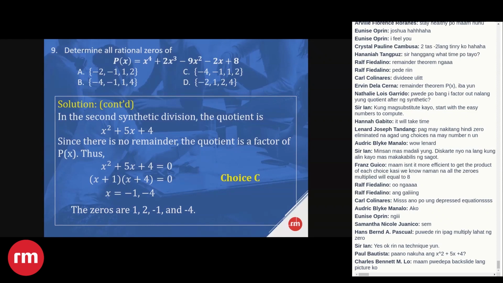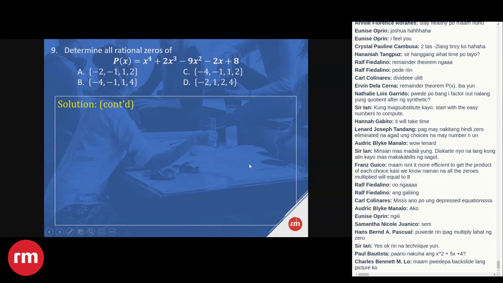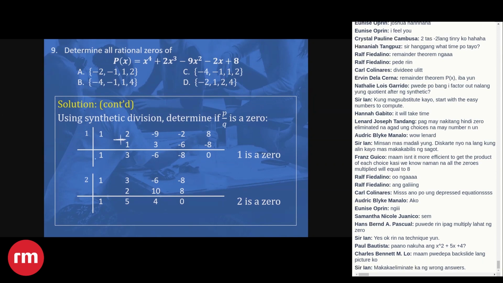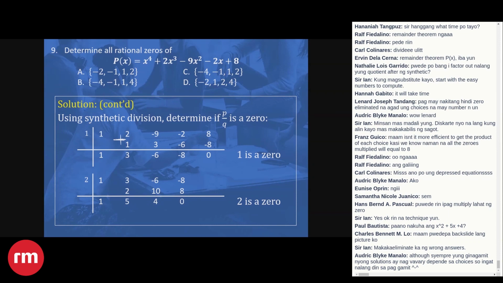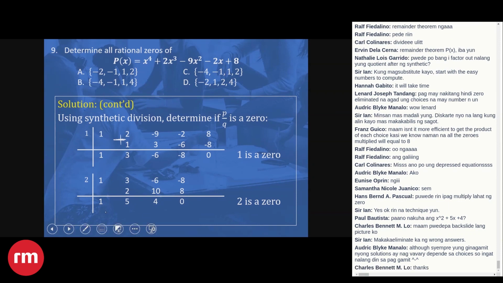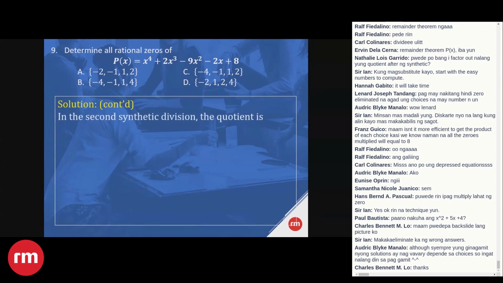So, paano nakuha yung x squared plus 5x plus 4? Again, after doing the synthetic division, so kapag synthetic division, nagde-divide kayo. So, ibig sabihin nyo, nakukuha nyo dito ay quotient. At kapag sa synthetic division, yung quotient ninyo ay 1 degree lower than the dividend. So, kung ang dividend ay degree 4, after the first synthetic division, the quotient is degree 3. After the second synthetic division, it's degree 2. At itong mga numbers na nandito will be the coefficients of the quadratic quotient. So after that, using 154, so the quotient is x squared plus 5x plus 4. Andito yung 154.